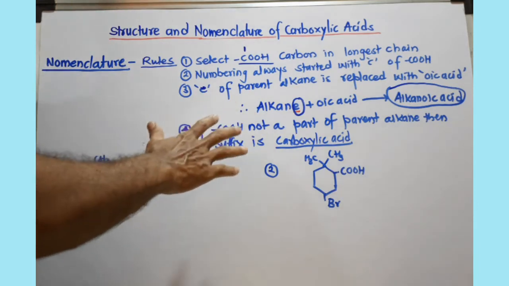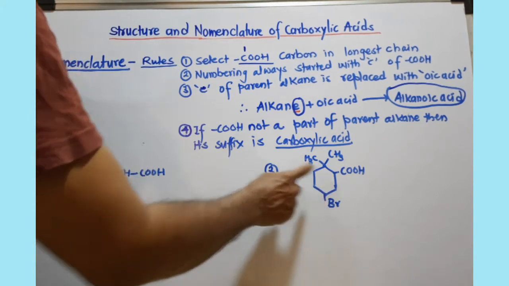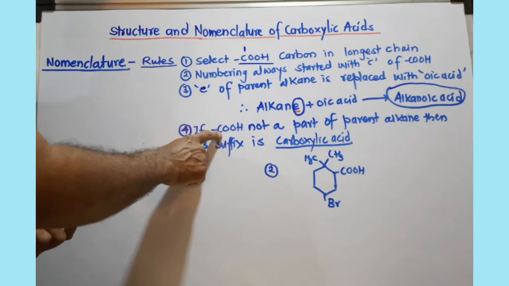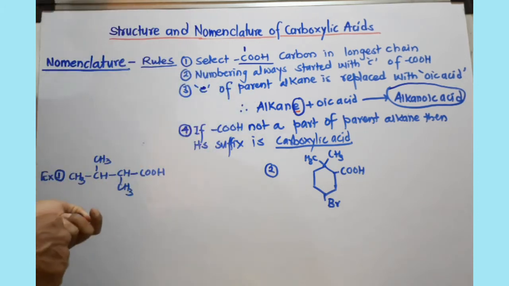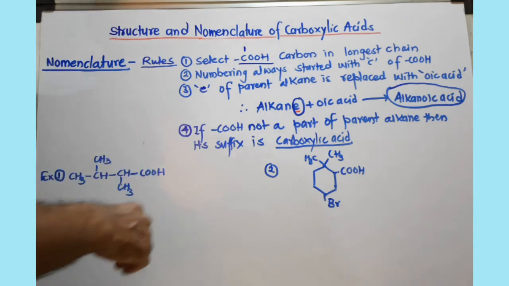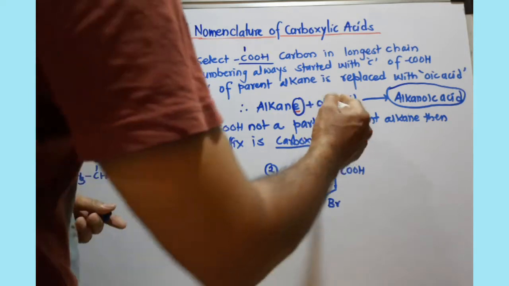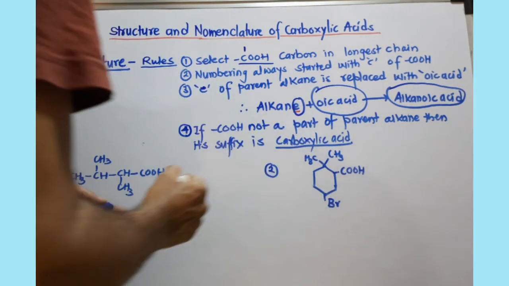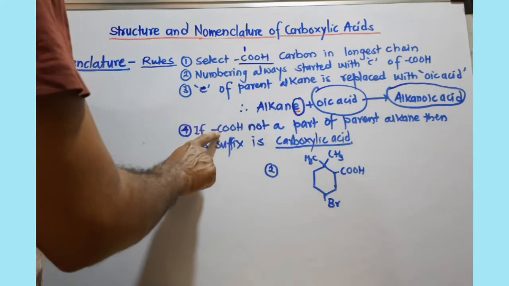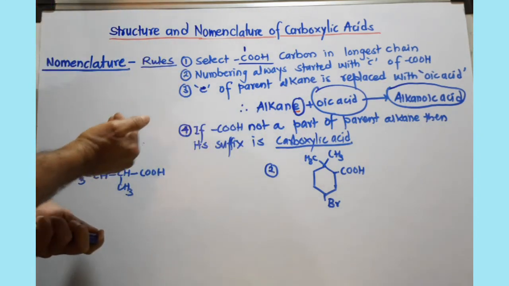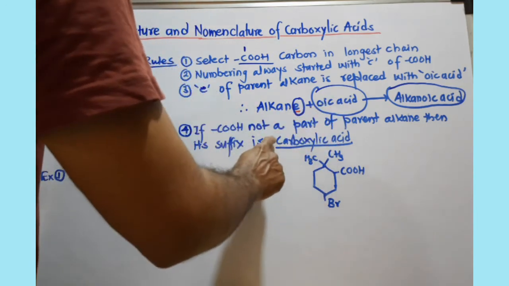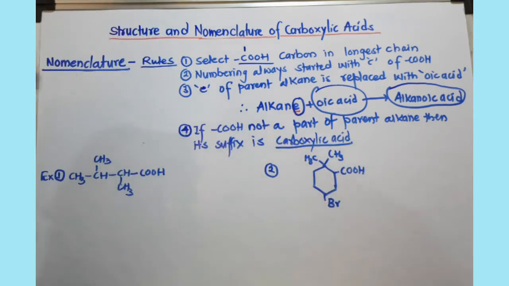Then for this kind of compound, you can see the COOH group is outside. That means this carbon you cannot consider along with the parent alkane or parent cycloalkane. In that case, the suffix, which you have seen as oic acid, changes. If the COOH group is outside, that means this carbon is not a part of the parent alkane or parent cycloalkane. Then instead of using oic acid, you have to use the suffix carboxylic acid.